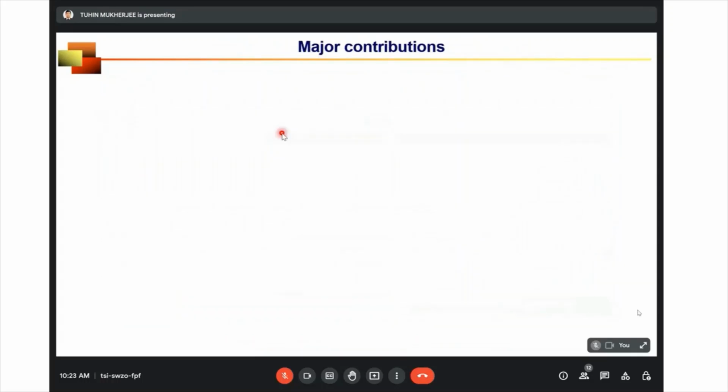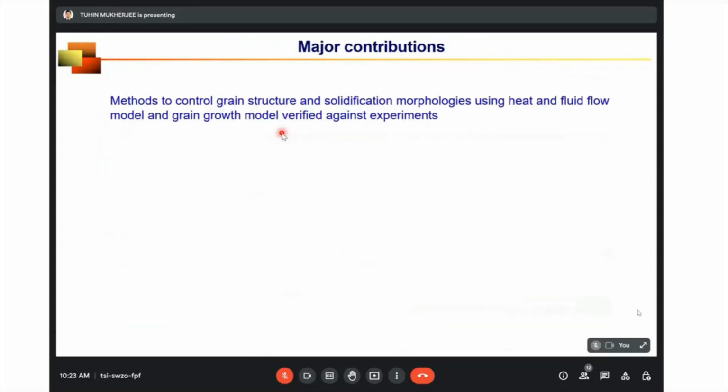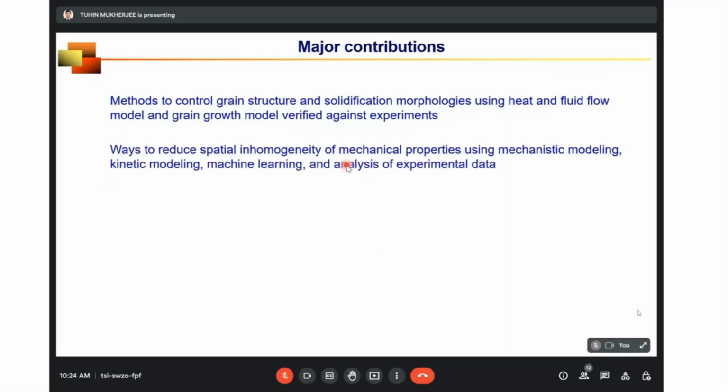So what are the major contributions of this work? Definitely, it provides methods based on fundamental understanding to control grain structure and solidification morphologies, which can be tested against experiments and which can also guide us to improve the microstructure of the additively manufactured part. It offers ways to reduce spatial inhomogeneity of mechanical properties like tensile strength and hardness, so that we can improve the quality, reliability, and serviceability of the component.